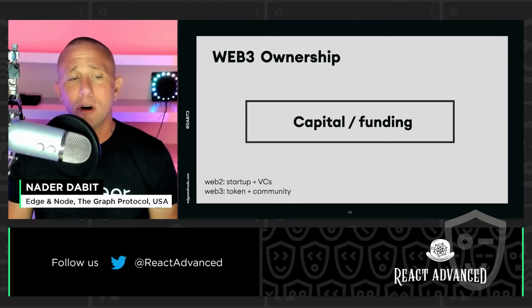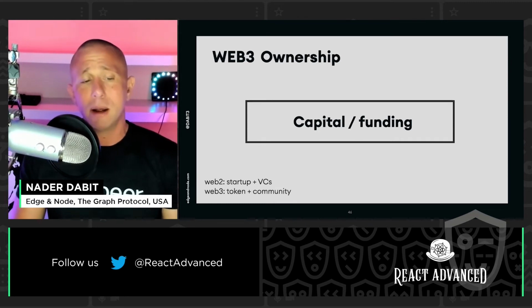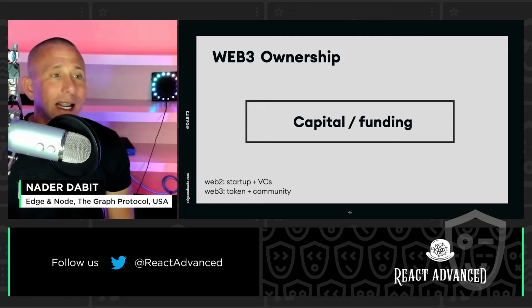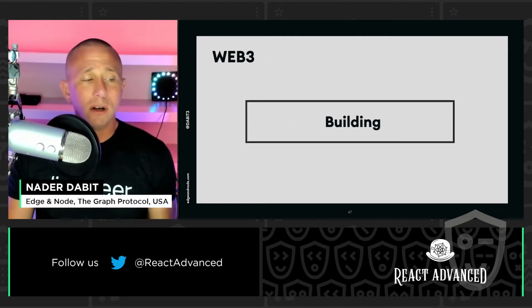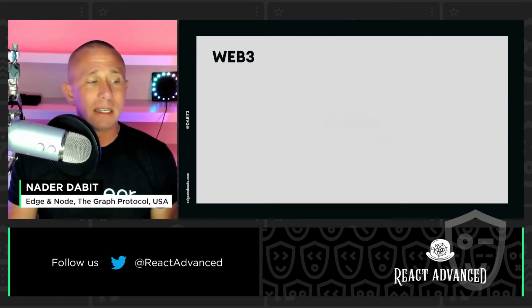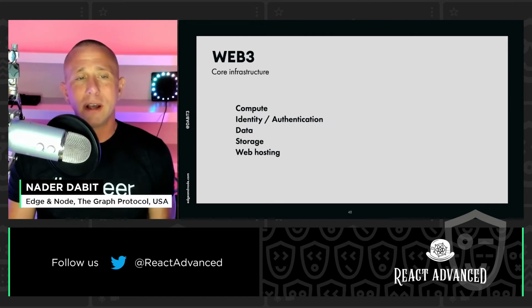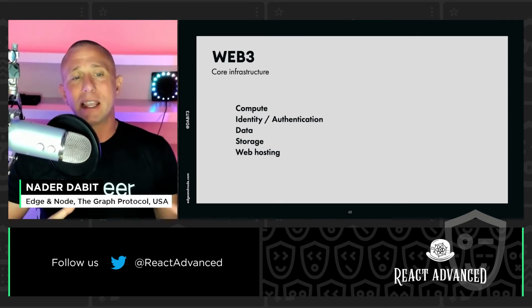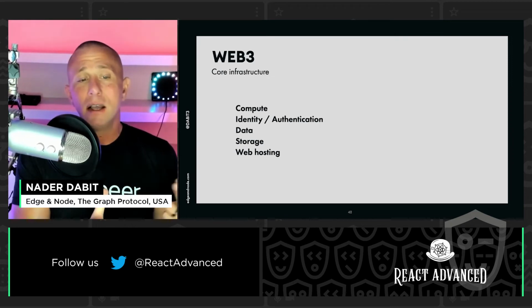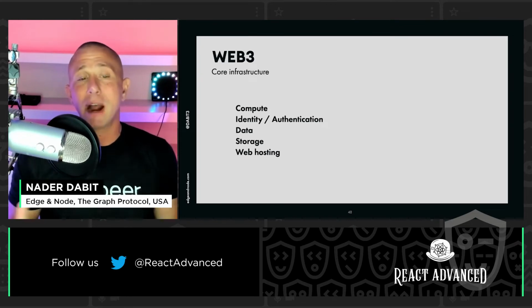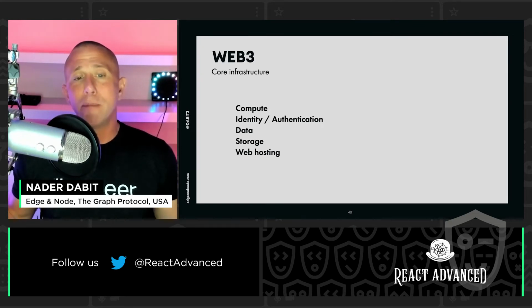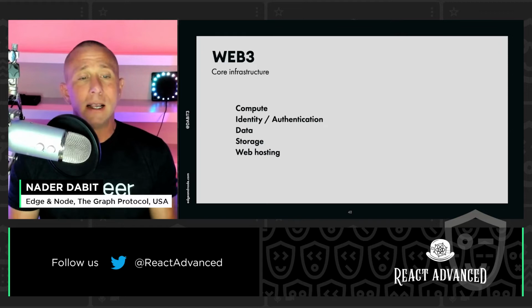You're starting to see a lot more VC money coming in from companies like A16Z. So let's talk about building though. What does it look like to build a dapp, and what does this project that we're about to build look like? Well, when you think of a typical Web2 infrastructure, you have these things that make it up. You have compute, you have data, you have storage for file storage, you have identity and authentication, and then you might have web hosting. Using these and combining them together, you can do a lot.